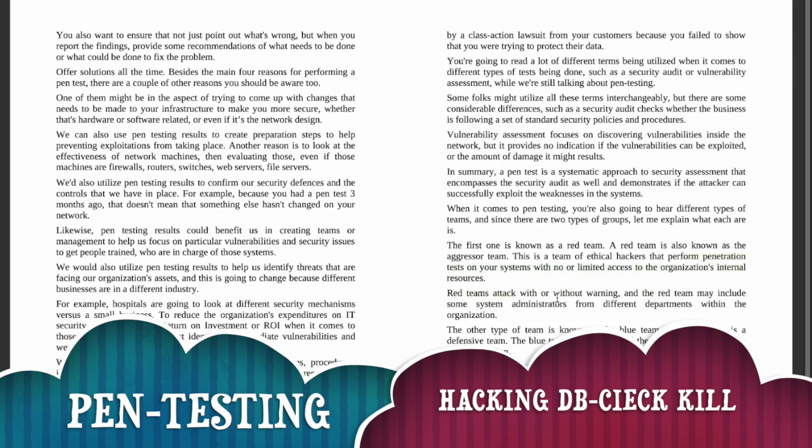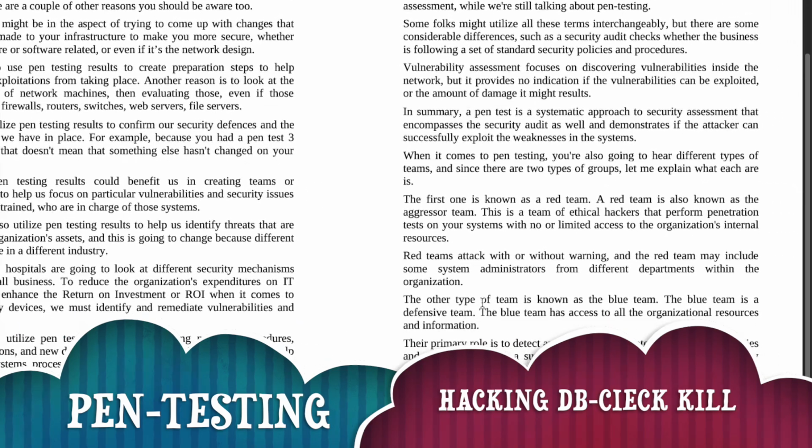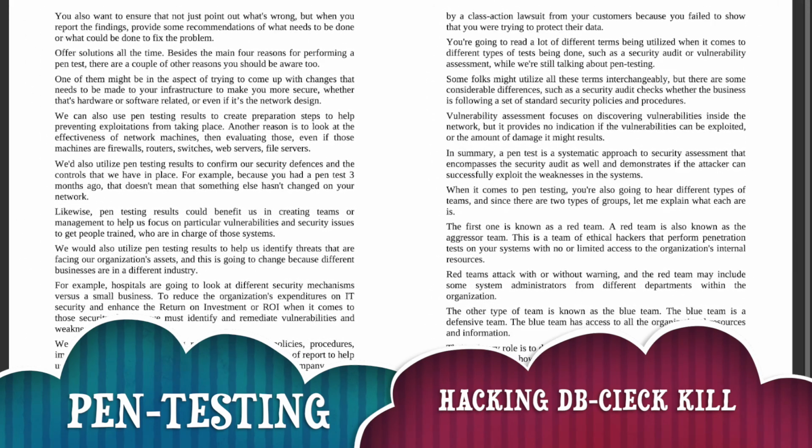When it comes to pen testing, you are also going to hear different types of teams, and since there are two types of groups, let me explain what each is. The first one is known as the red team. A red team is also known as the aggressor team, and this team is ethical hackers who perform penetration tests on the system with no limited access to the organization's internal resources. Red team attacks without warning, and a red team may include some system administrators from different departments within the organization.